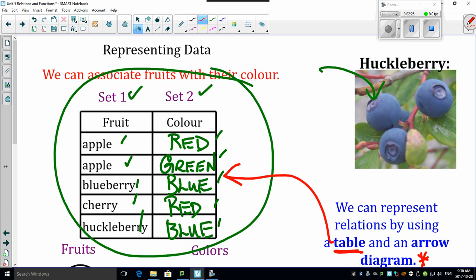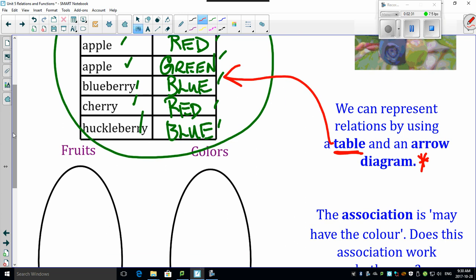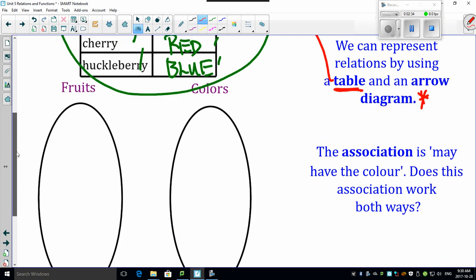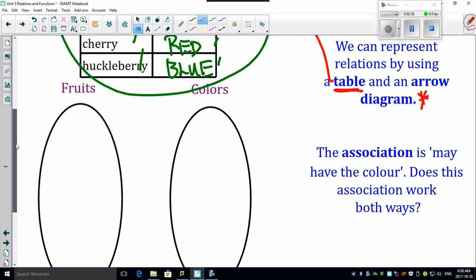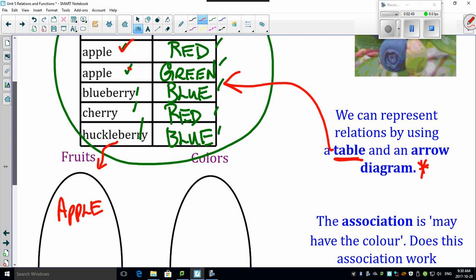Now, I'm pretty sure you've seen these arrow diagrams before, but let's just take a look. I've got one right here. There's the whole thing. It's like a big egg. What you're going to put in there is all of the elements of one set. So in other words, you're going to put apple here. And notice that I know apple shows up twice, but you only need to put it down once. There it is, and I'll show you why in a second.